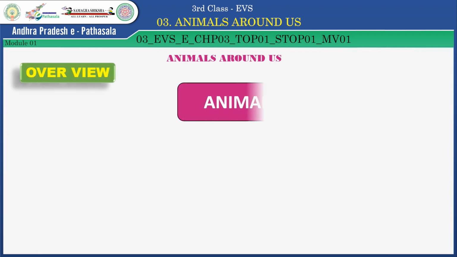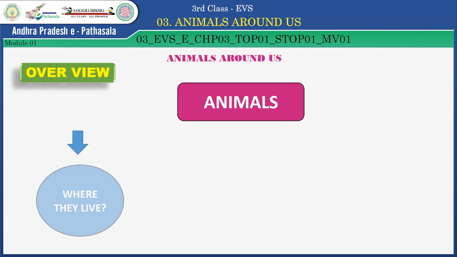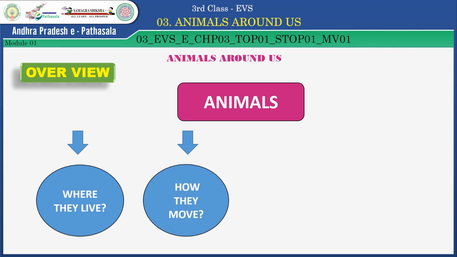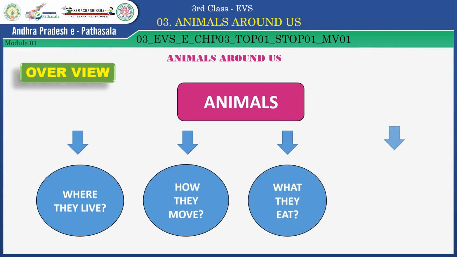Students, look at the overview. Animals help us in many ways, so we need to know about them. Animals can be classified based on the place they live, how they move, what they eat, and how they communicate.